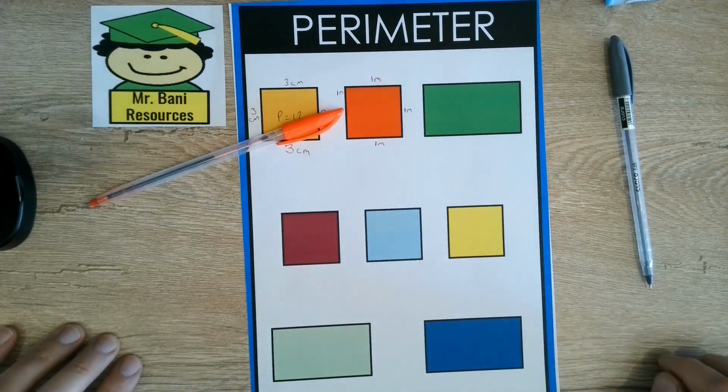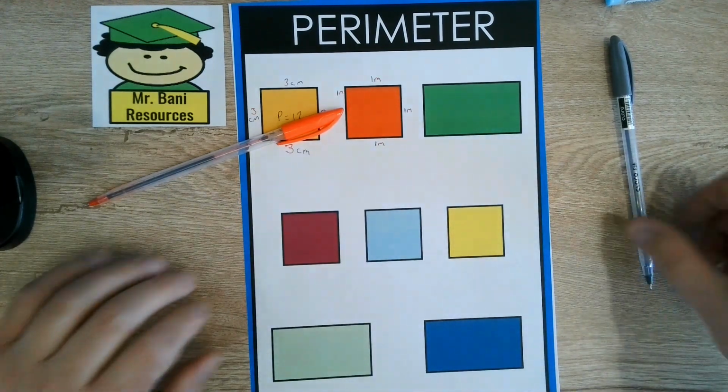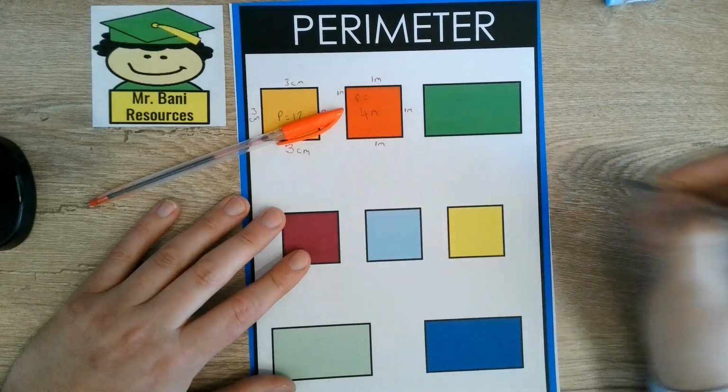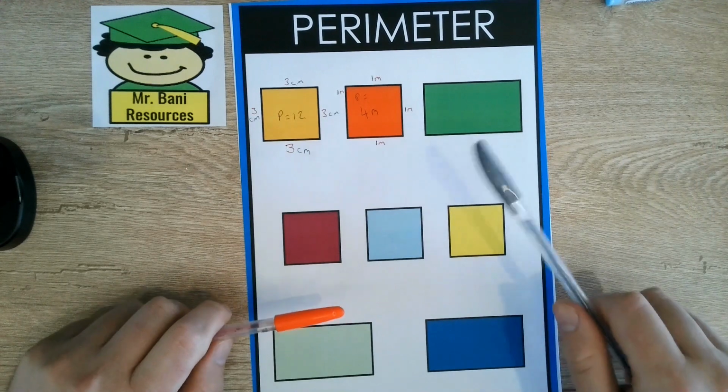Okay, 1 meter, add 1 meter and 1 meter. Add 1 meter is what? 4 what? Meters. So my perimeter, P equals 4 meters. Well done.